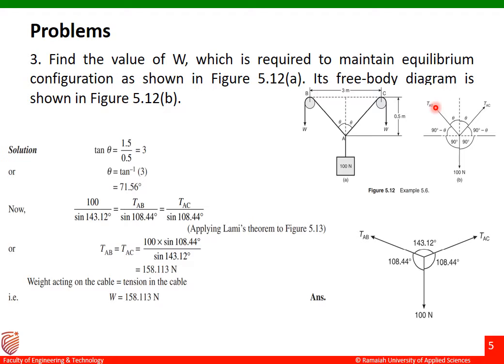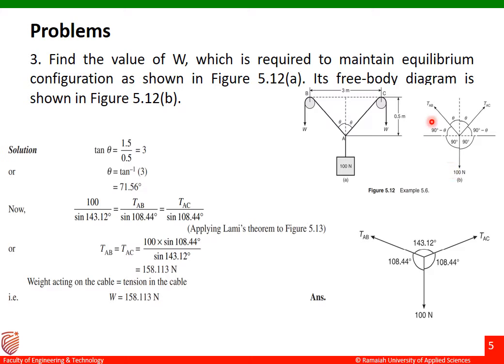Now the angle between the other two sides: if this is theta, this will become 90 minus theta over there. What is the value of theta? It is 71.56. So 90 minus 71.56, you'll get the answer as 18.44. 18.44 plus theta, that is 71.56.